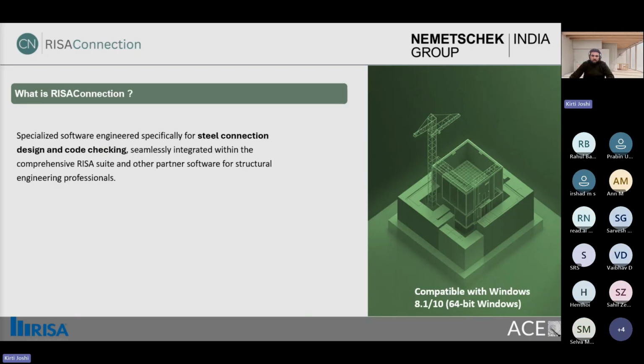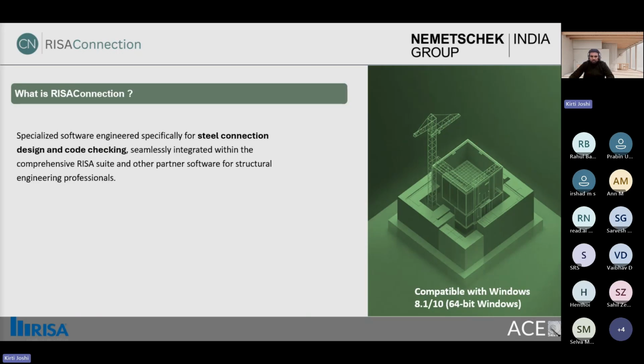As you can see on the slide, RISAConnection is a software from the Nemetschek group, developed specifically for steel connection design, and it features full 3D visualization as well as an expandable report for every one of your limit state sets. And the good point is this software can work independently, but at the same time, it is easily integrated with the RISA suite, specifically for RISA 3D and RISA Floor.